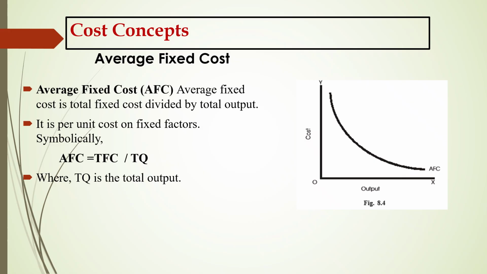Now we will see another concept which we call average fixed cost. Average fixed cost, or AFC, is the total fixed cost divided by total output. So total fixed cost divided by total output, we will get the average fixed cost. It is the per unit cost on fixed factor. Symbolically, it is written as average fixed cost is equal to total fixed cost divided by total quantity, where TQ is the total output or total quantity.